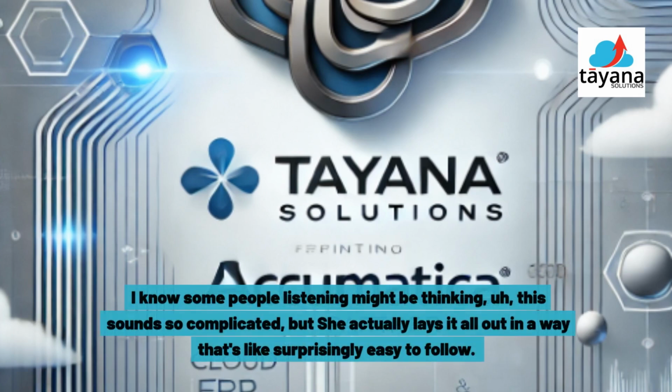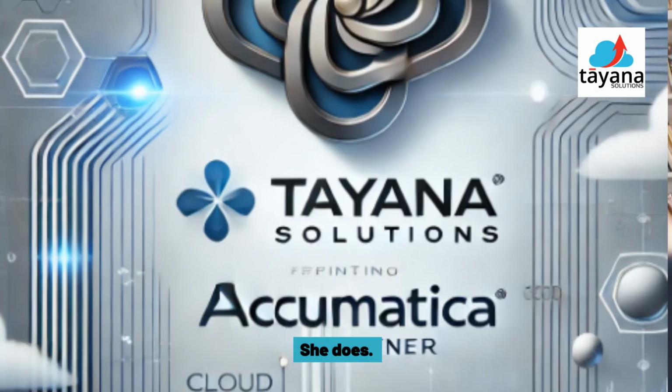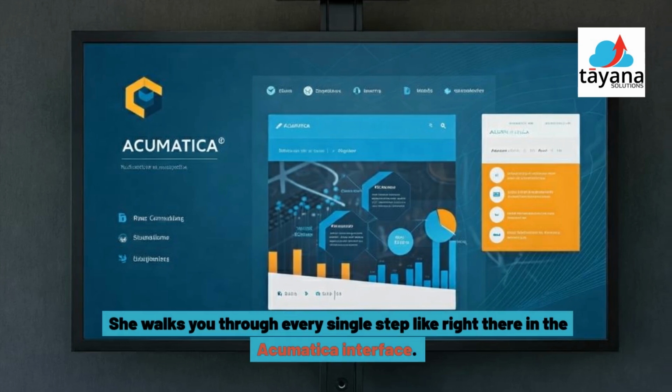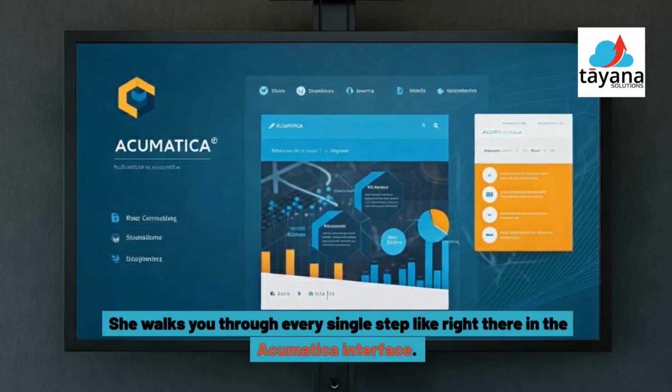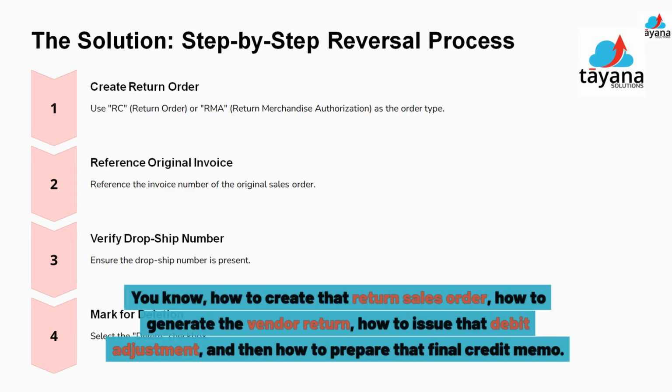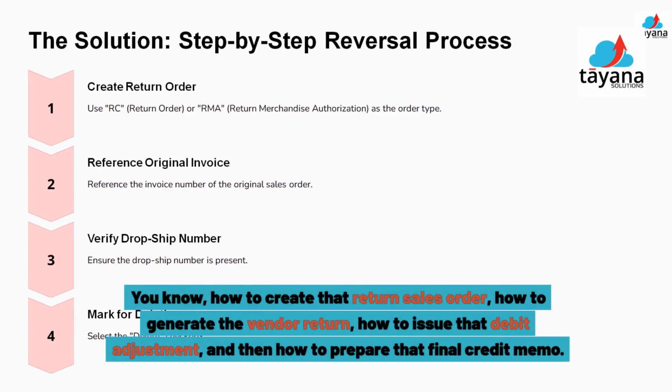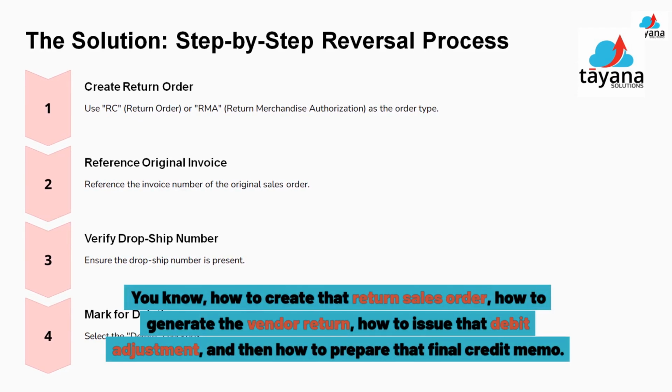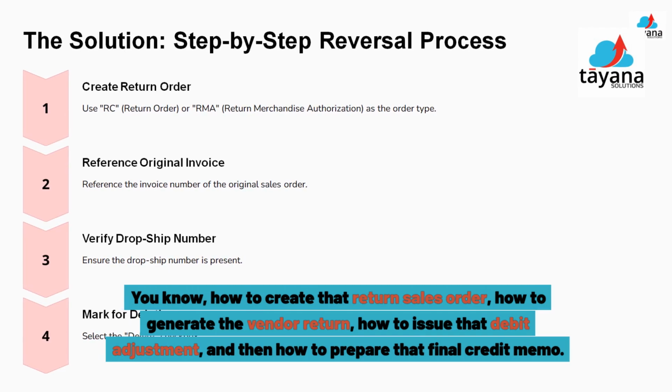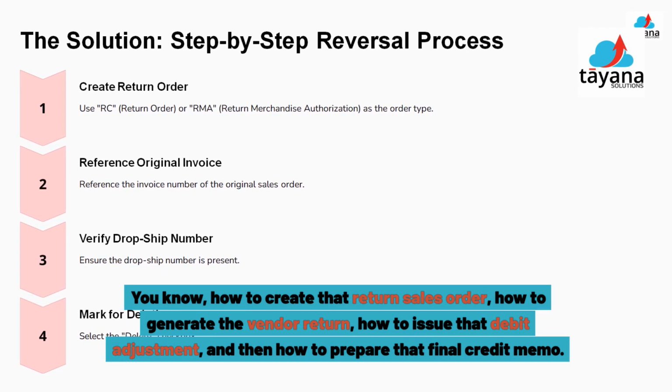Right, right. I know some people listening might be thinking, ugh, this sounds so complicated. But Mamta lays it all out in a way that's surprisingly easy to follow. She does, yeah. She walks you through every single step, right there in the Acumatica interface. How to create that return sales order, how to generate the vendor return, how to issue that debit adjustment, and then how to prepare that final credit memo.